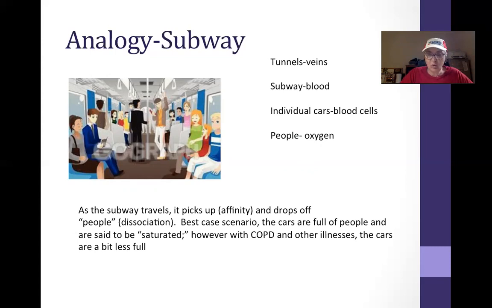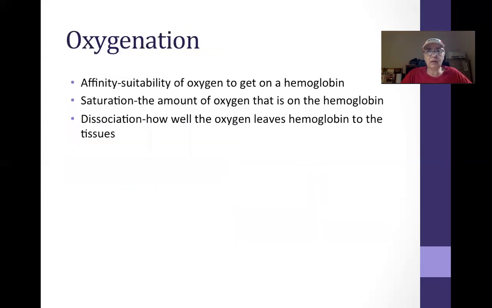All right, so again, to recap, these are three main terms. Affinity refers to the suitability of oxygen to get on a hemoglobin. The red blood cell does no good if the oxygen can't get on that heme, or the hemoglobin that we need. Saturation is how much oxygen is actually on that hemoglobin, on that red blood cell. There's more than one hemoglobin, but how much does it actually get placed on the red blood cell and the hemoglobin? And then dissociation is a term for how well it leaves, and all of those things are important.